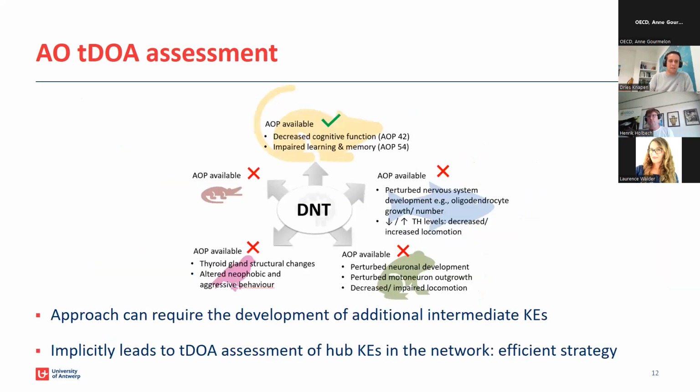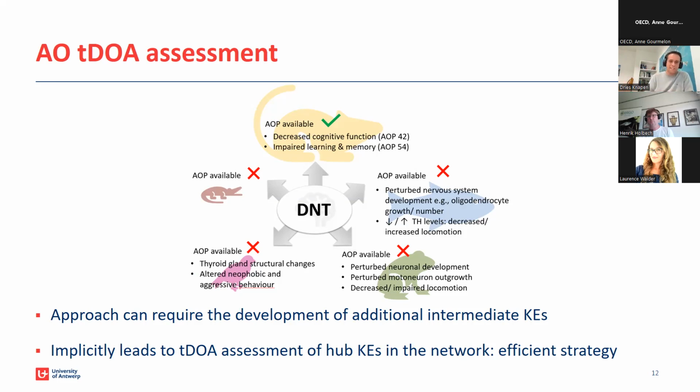Next slide, please. This was an approach that was, on the one hand, very efficient because it implicitly led to the taxonomic domain of applicability assessment of not only the adverse outcomes, but also of the most important hub key events that are directly connected to these adverse outcomes in the network. So it was quite efficient because the coverage of the overall network increased relatively quickly. On the other hand, it also meant that in some cases, some additional intermediate key events were required to capture all of the information that we found in the literature.